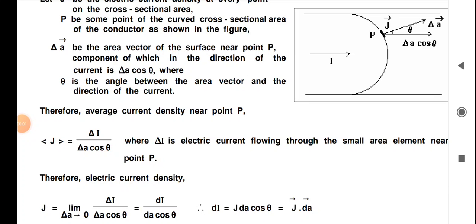So therefore, electric current density J equals the limit as delta A tends to zero of delta I upon delta A cos theta, which equals dI upon dA cos theta. So dI equals J dA cos theta, which equals vector J dot vector dA.